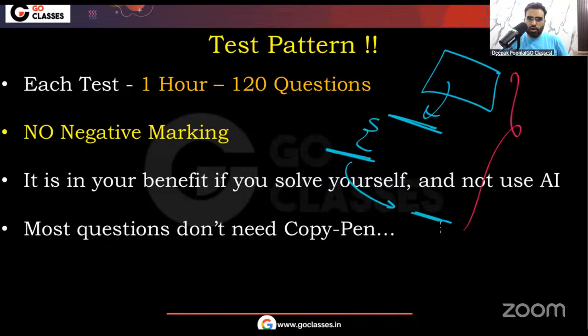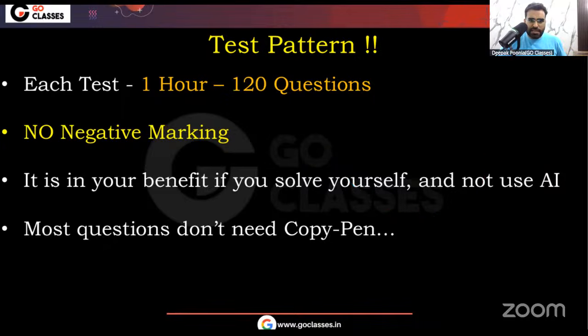So it will take a lot of time. That is the reason I am saying that it is in your benefit that you solve the questions yourself and not use AI. And let me tell you, most of the questions don't need a copy pen. So basically, you can consider that all the questions are easier than the 1 mark questions of the GATE exam. Okay, so very simple.